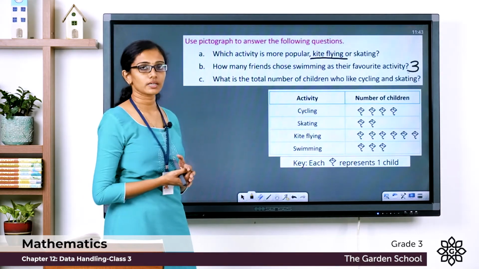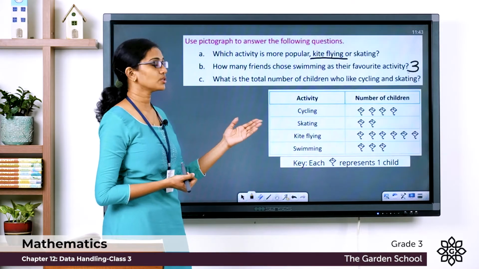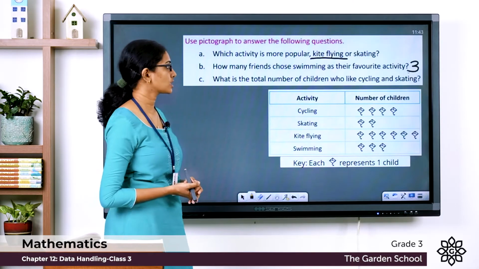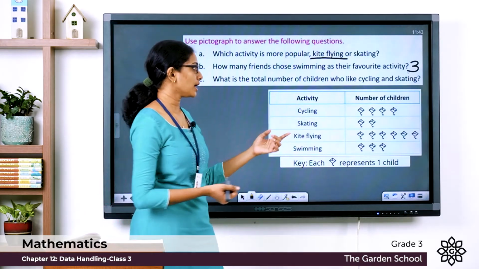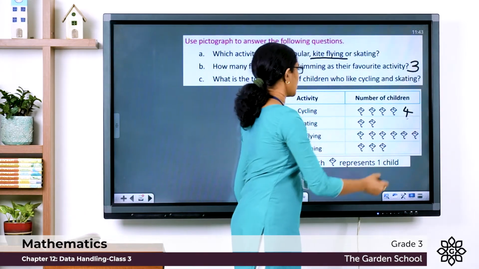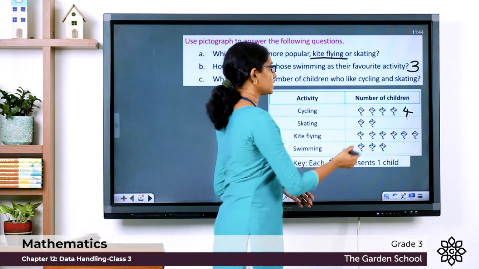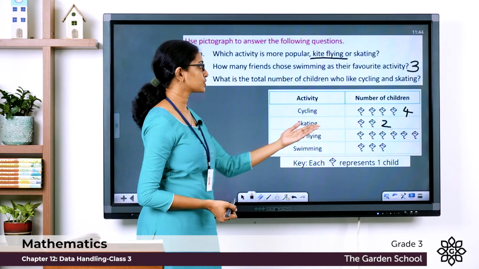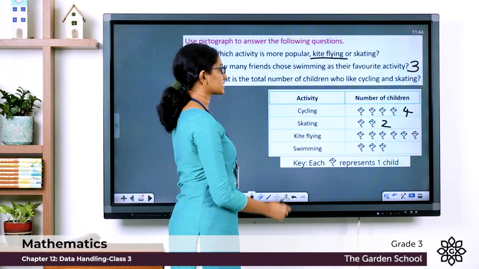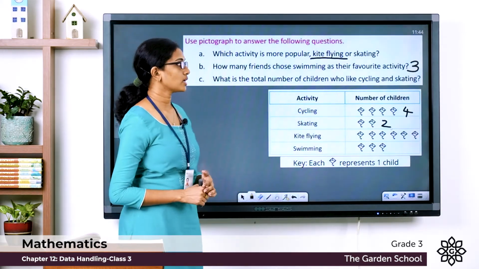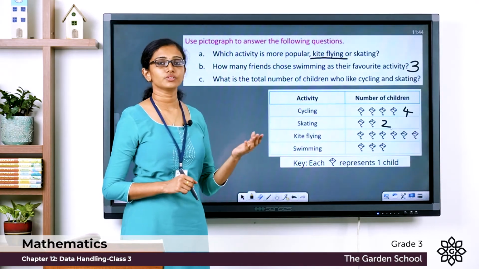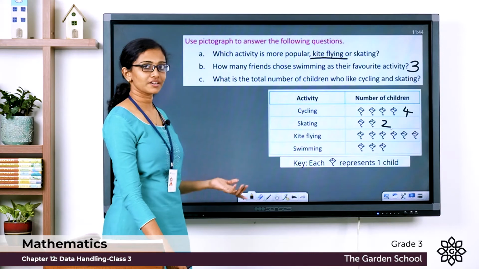To find the total number of children, you need to know the number of children who like each of these activities. So cycling is liked by 4 children and skating is liked by 2 children. So what is the total number? It is 4 plus 2 and that is equal to 6. So the total number of children who like cycling and skating is 6 children. Hope you understood this one.